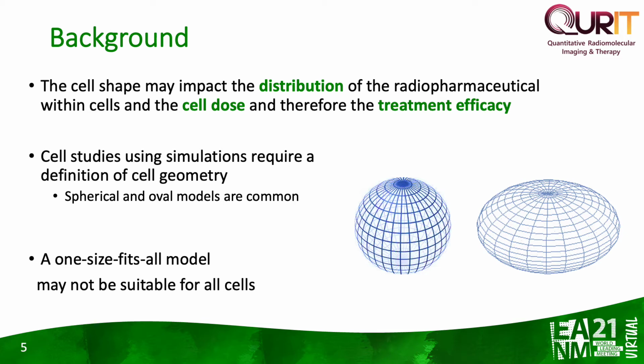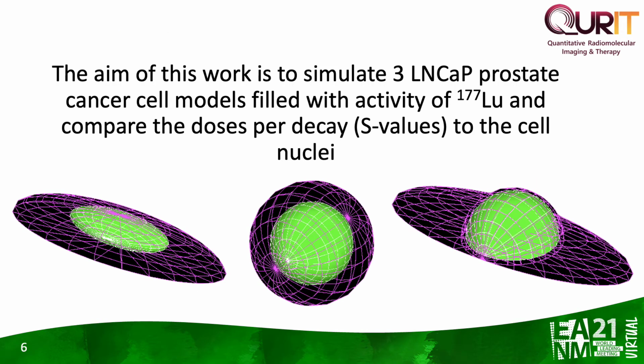Now, at this time, many studies at the cellular level are performed using simulations, and simulations require a definition of cell geometry. Spherical and oval models are common and often used because of their simplicity. However, for the reasons discussed prior, it's possible that a one-size-fits-all model may not be suitable for all cells or all cell types. Now, the aim of this work is to simulate 3 different LNCap prostate cancer cell models filled with activity of lutetium-177 and compare the doses per decay, or the S values, to the cell nuclei. Overall, the aim of this work is to see how the shape of the cell impacts the nucleus doses.